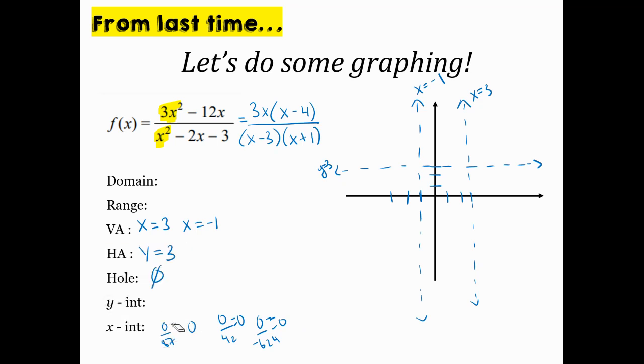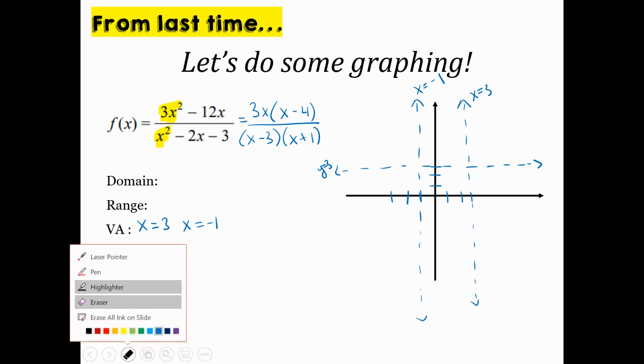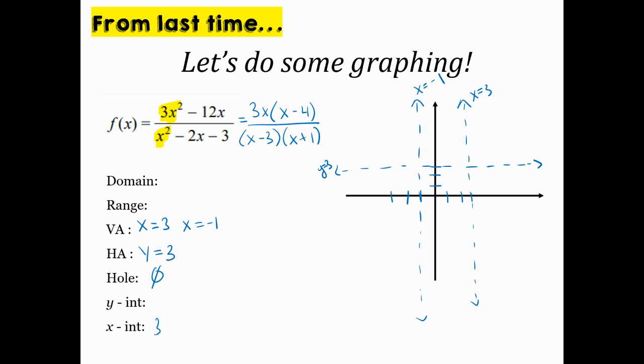So I'm going to erase that because that's going to get in my way. I'm going to take my numerator, 3x times x minus 4 equals 0, and I can use the zero product property, right? 3x equals 0, I get x equals 0. x minus 4 equals 0, I get x equals 4. So I have two x-intercepts. They're points, right? 4, 0, and 0, 0. So let's graph those.